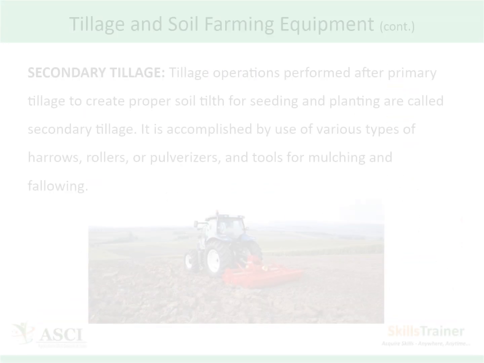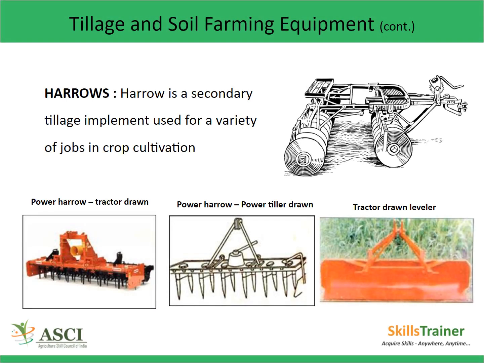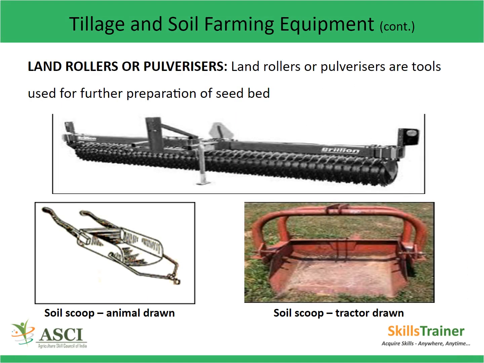Secondary tillage. Tillage operations performed after primary tillage to create proper soil tilth for seeding and planting are called secondary tillage. It is accomplished by use of various types of harrows, rollers or pulverizers and tools for mulching and fallowing. Harrows. Harrow is a secondary tillage implement used for a variety of jobs in crop cultivation. Land rollers or pulverizers. Land rollers or pulverizers are tools used for further preparation of seed bed.